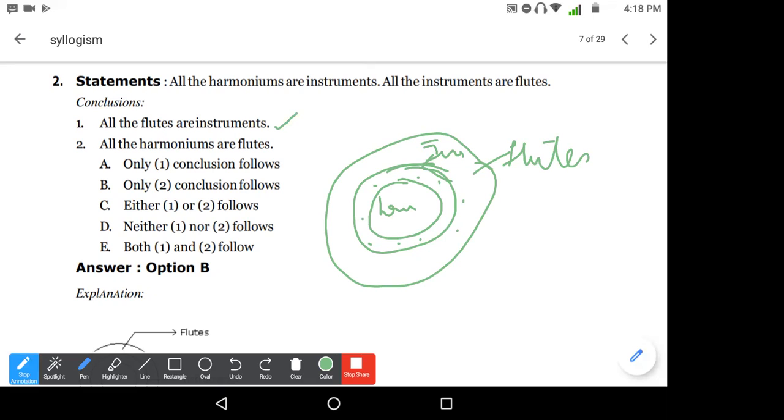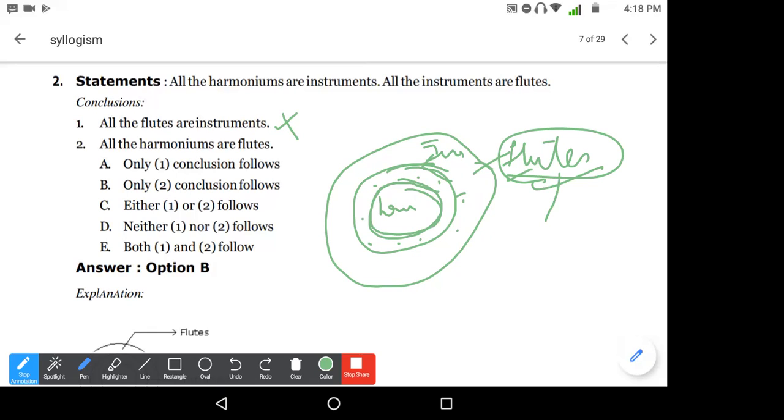All the flutes are instruments. You cannot say that. All the instruments are flutes, you can say, but all the flutes are instruments, you cannot say. Okay, so you cannot go with this always. Then all the harmonium are flute. You can go with this.